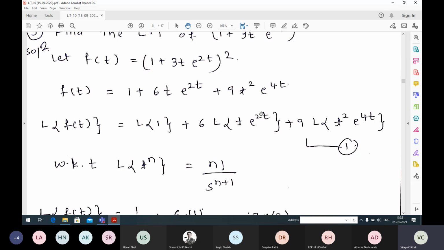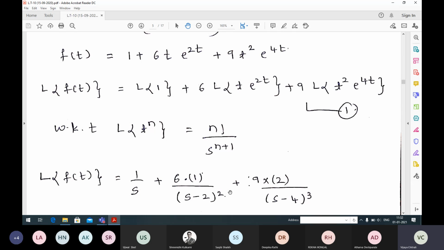To find these, I will apply the shifting property, that is, e raised to at into f of t. I will apply the shifting property for this, and for this also. Here f of t is t and here f of t is t square. So we know that the Laplace transform of t raised to n is n factorial divided by s raised to n plus 1.